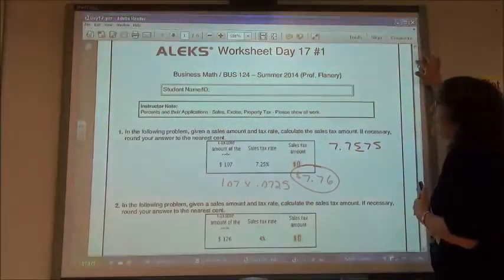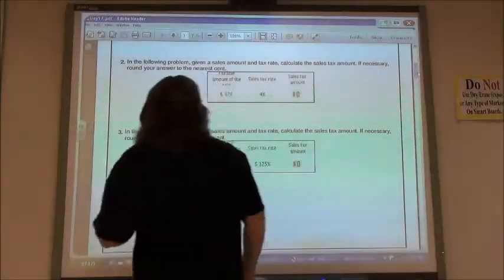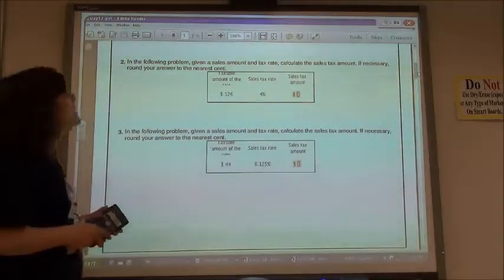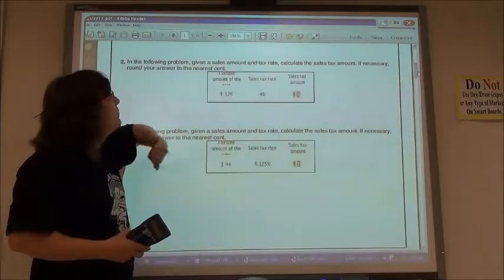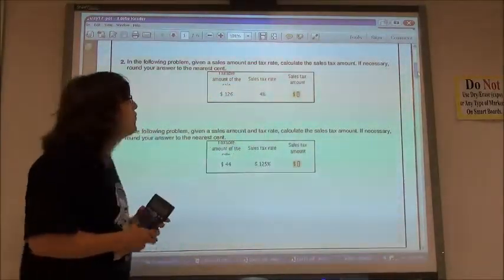Number 2 and 3 should be fairly similar to that. It says in the following problem, given the sales tax amount and tax rate, calculate the sales tax amount. If necessary, round your answer to the nearest cent. So the taxable amount of this sale was $126. The sales tax rate is 4%.